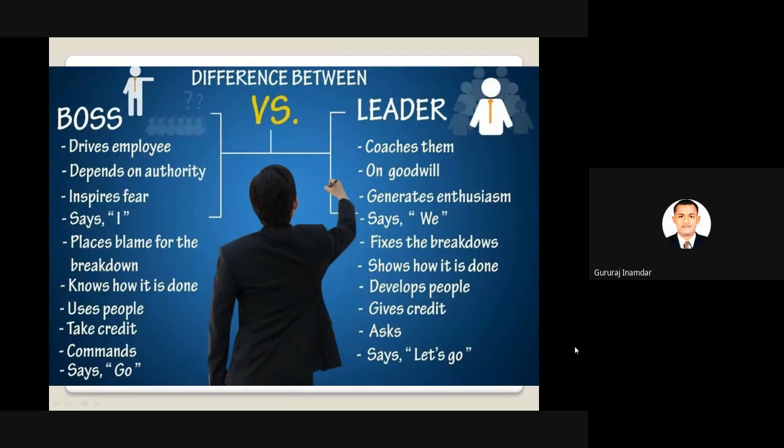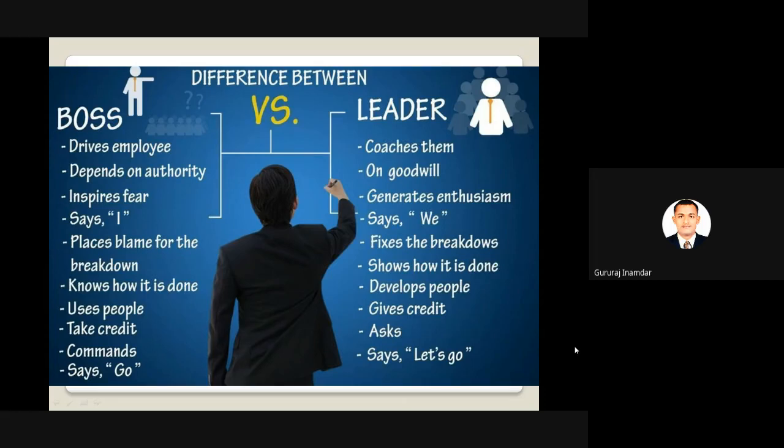Now next, boss uses people and leader develops people. Boss will only make use of people for the work. Okay, so there is nothing else. They will try only to get the work fulfilled. But leader will develop people. Leader will always say that the aim is the development of people, employees inside our industry or organization. But boss only uses the people, so this is only dealing with work completion. Is it right? This is the difference between boss and leader.